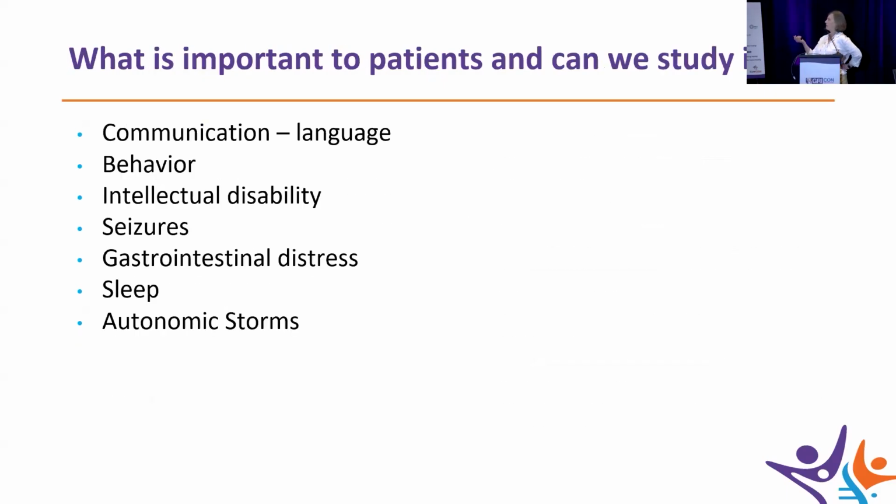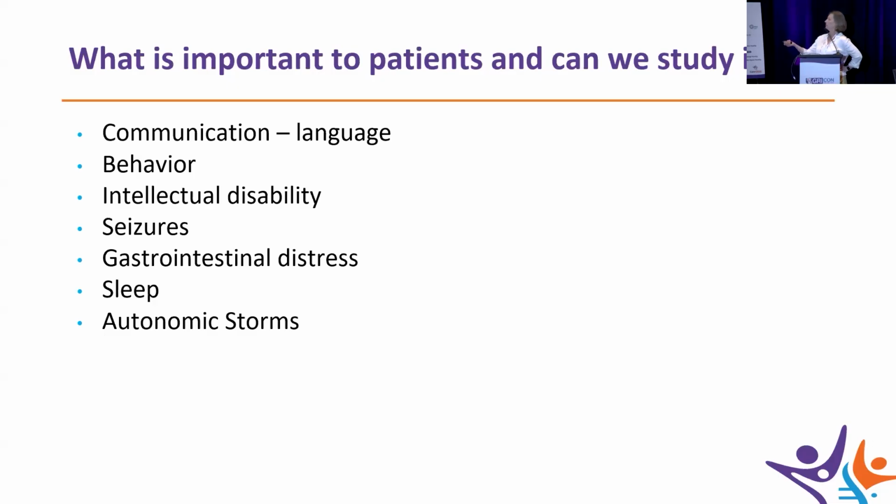So let's think about what is important to patients and can we study it. Communication is one that is very important, that I really am skeptical that we can study it. However, animals do make vocalizations, and I see that as a fine motor skill. So we do see changes in vocalizations, and I like to think of it that way, that the way that you shape your larynx and your mouth, those are fine motor skills. So I think we can study that part of GRIN disorder.